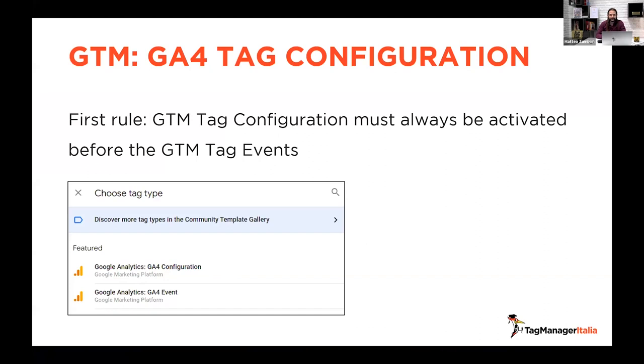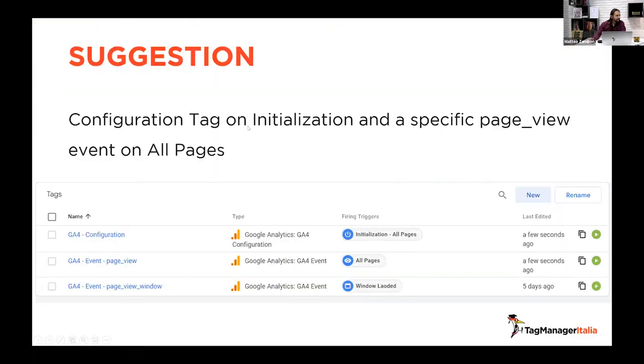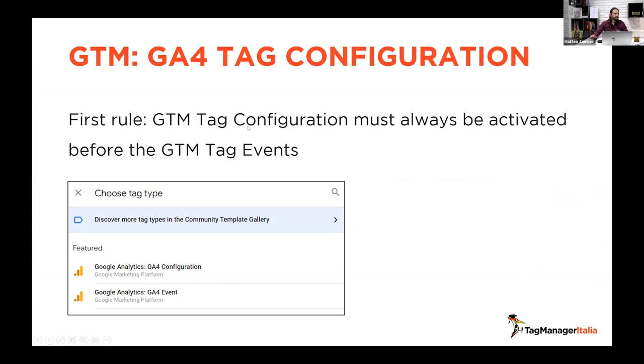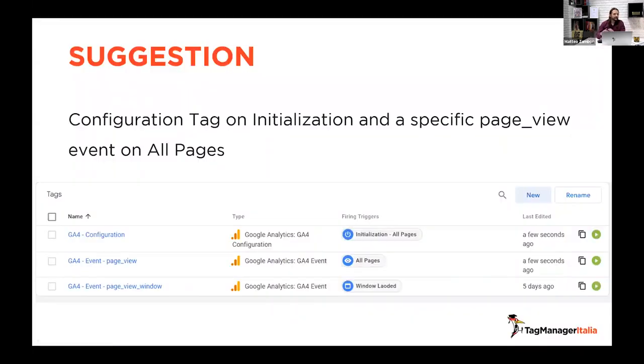First rule: GTM tag configuration must always be active before the GTM tag events, so it must be in a specific initialization. The suggestion is to use the GA4 configuration in initialization all pages, and a specific event for the page view. So don't use the flag to auto push the page view event, but use a specific event for this.